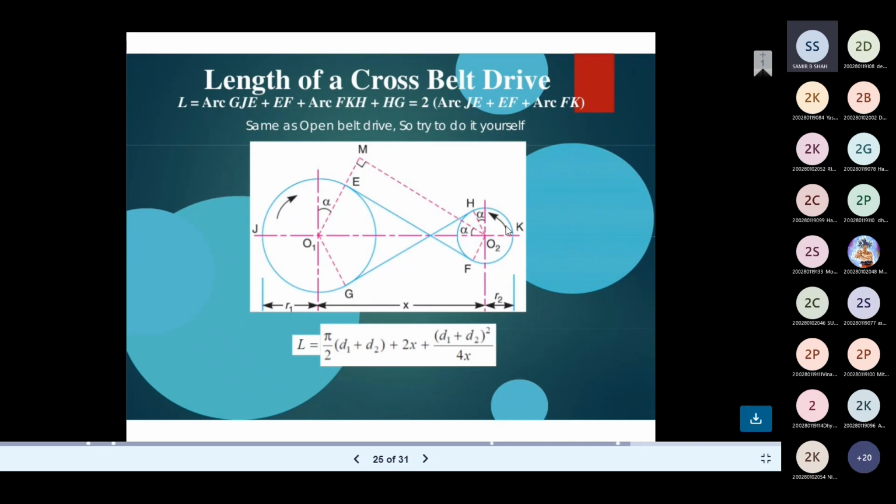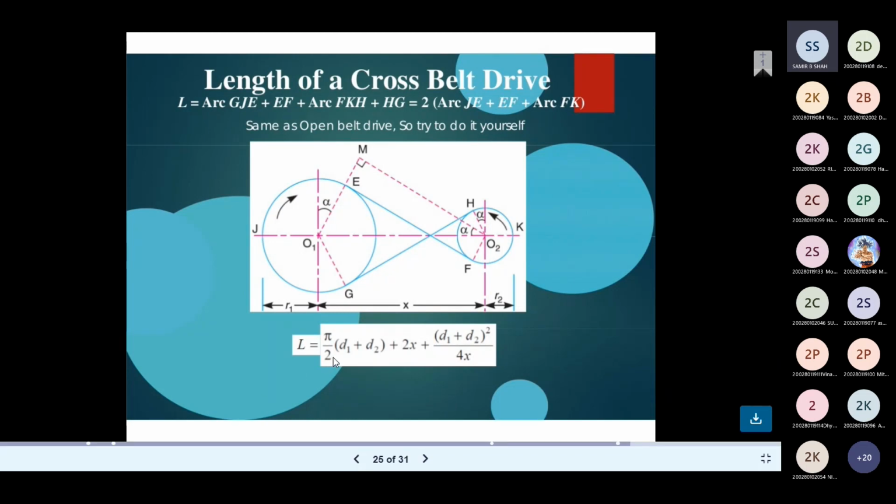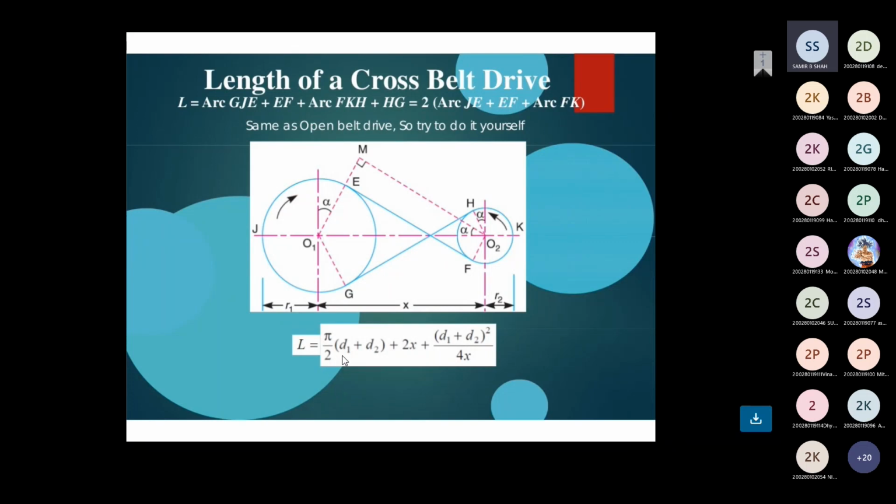So at the end, we get the length of the belt is equal to pi by 2 in the bracket D1 plus D2, plus 2x, plus (D1 plus D2) whole square by 4x. Or, if the terms are given in radius, then pi in the bracket R1 plus R2, plus 2x, plus (R1 plus R2) whole square by x. I request all of you to please draw the figure and derive it in your own way. It's very easy, and you have to apply the logic and some rules.